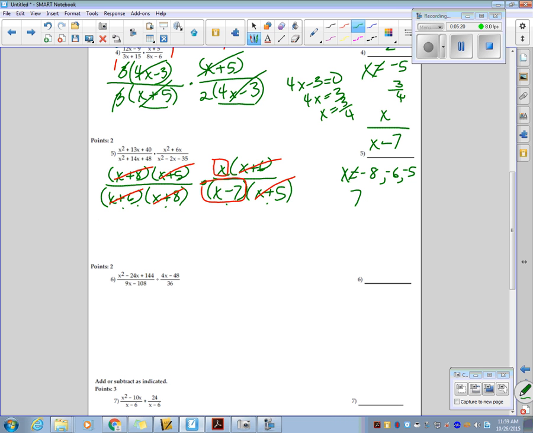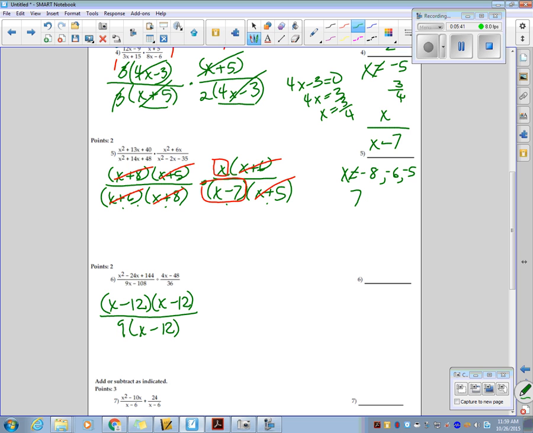Okay? And number 6, we are going to factor again. This one turns out to be x minus 12 and x minus 12. And again, I did score period 2 wrong, so if you're in period 2, make sure you give this back to me at the beginning of the test Friday.